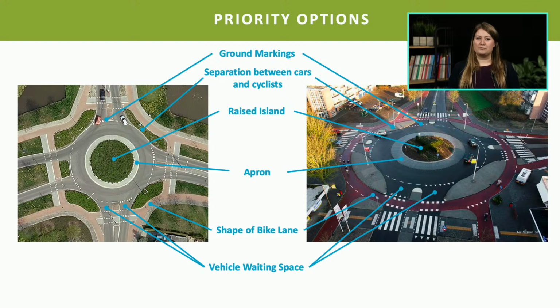If you look at the priority options, within the urban area you have the cyclists on the right side with priority, and outside of the urban area you have the cyclists without priority. You can really see that the principles of these two are the same. You have the ground markings, the separation between cars and cyclists, the raised islands, the apron, the shape of the bike lane, and the vehicle waiting spaces.